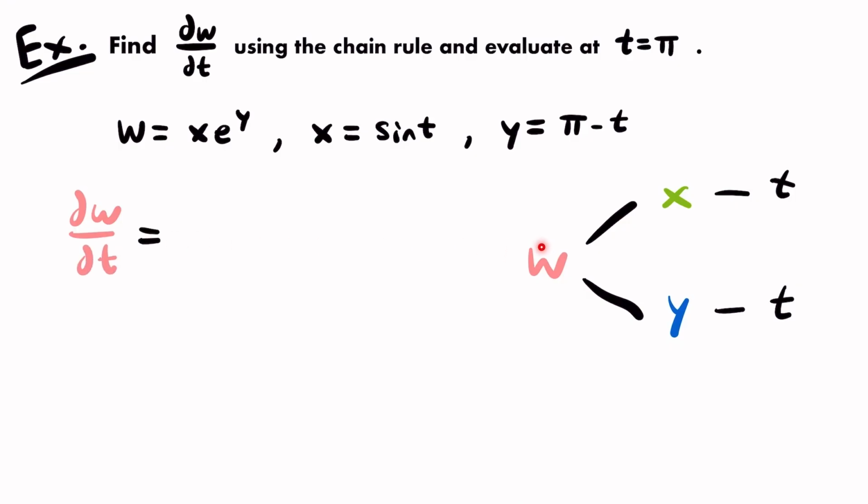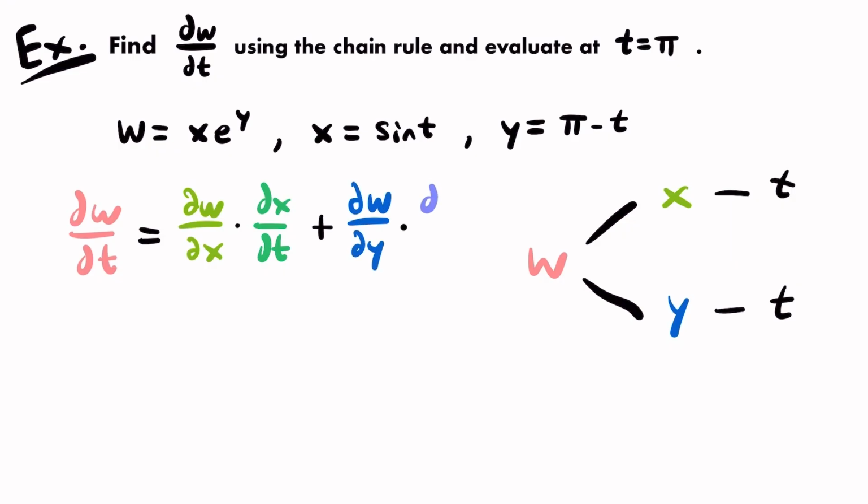We'll start by taking a partial of w with respect to x and multiplying that by the derivative of x with respect to t. So we have the partial of w with respect to x multiplied by dx dt, and then we will add that to the partial derivative of w with respect to y, and then multiply that by the derivative of y with respect to t. All right, so we have the partial of w with respect to y multiplied by the derivative of y with respect to t.